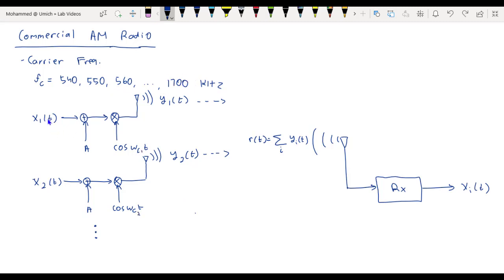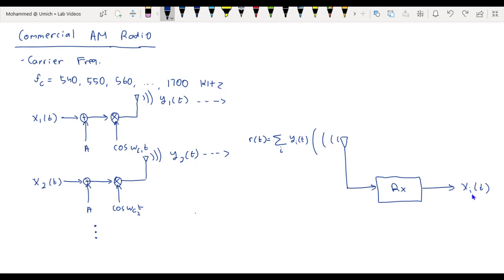In the first station, x1 of t gets DC biased by a constant A, and then modulated by cosine of omega c1 t, which then gets outputted by the transmitter. The second station, x2 of t, also gets DC biased by some constant A, and then modulated with cosine of omega c2 times t, which is what gets outputted by the transmitter, and so on. And at the receiving end, we have I of t equals the summation over i of y_i of t, which goes through the receiver, and then gives at the output some x_i of t, where this receiver has the capability of selecting different stations x_i of t.